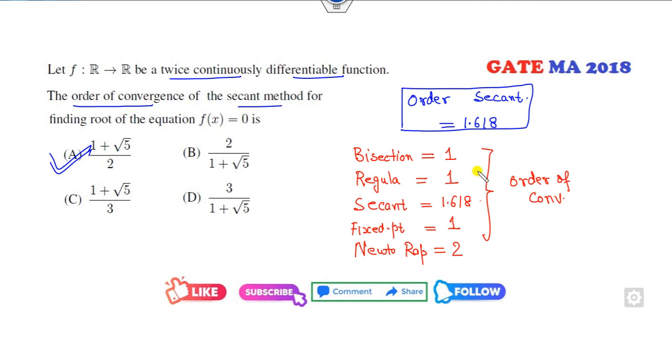So what does it mean? 1 means linear, 2 means quadratic, 1.618 means it is faster than linear but slower than quadratic. So A is the right answer of this problem.